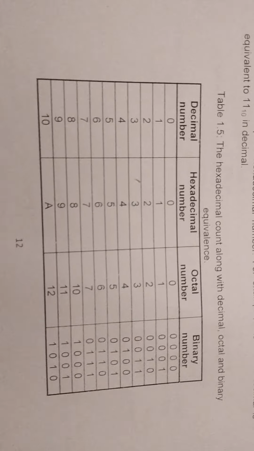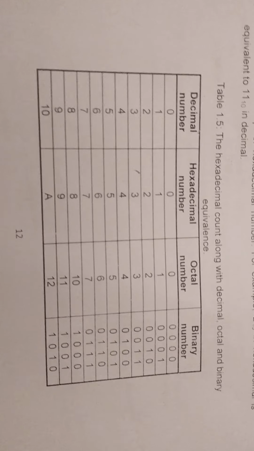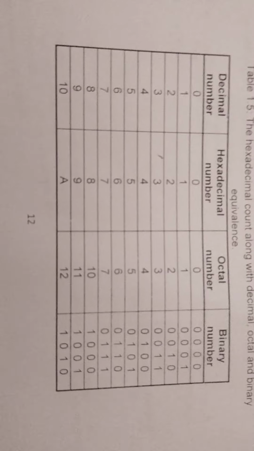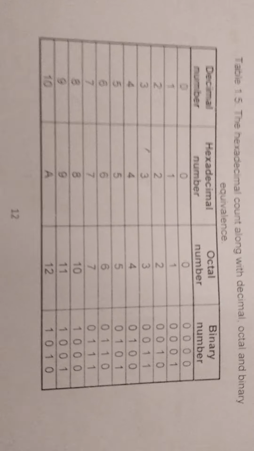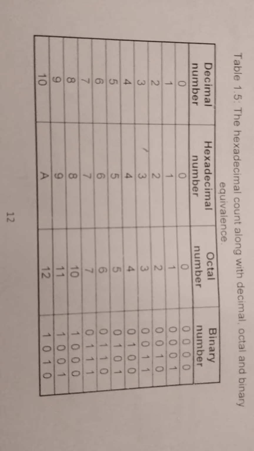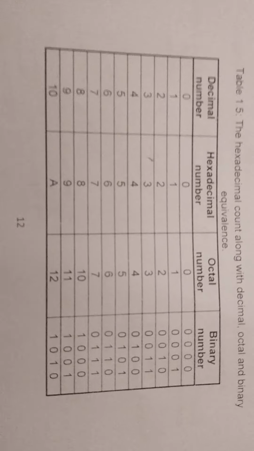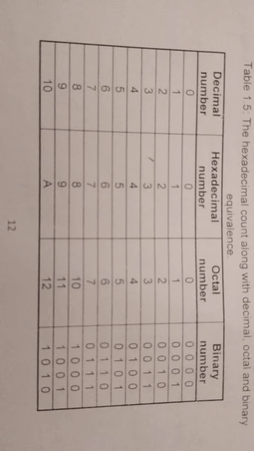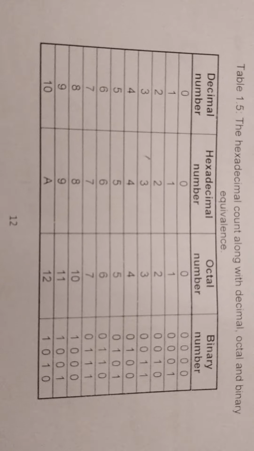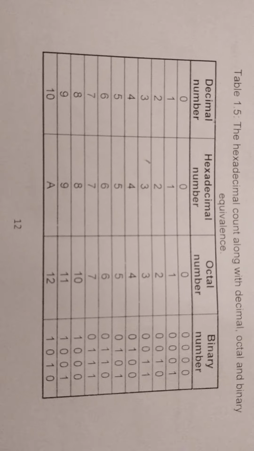Here the table shows the hexadecimal count along with the decimal, octal and binary equivalents. See what is given in the table: decimal numbers are given from 0 to 15. Up to here there are 10, and on the next page there are up to 15. Decimal numbers 0 to 15. For hexadecimal numbers, 0 to 9 are used, and after 9, the letters A to F are used.